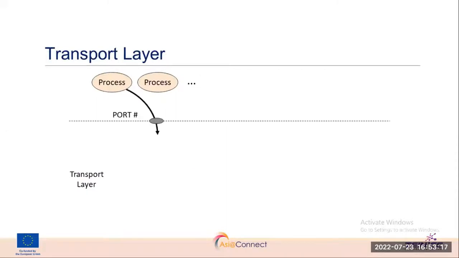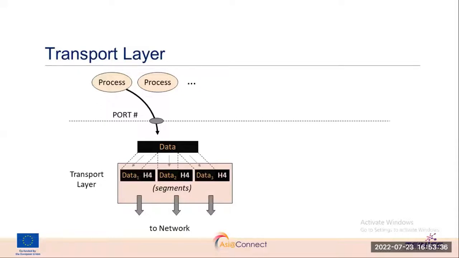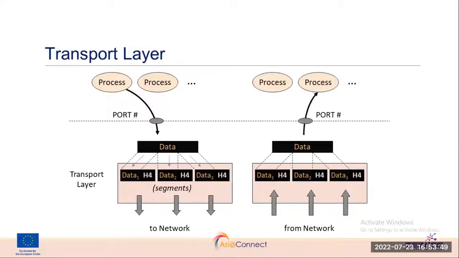There are some transport layer processes. At the sender, data goes to the transport layer, where headers are added to form segments, and the segments are sent to the network layer. At the receiving end, from the network layer, it removes the header, accumulates the data, and sends it to the transport layer processes of the receiving device.